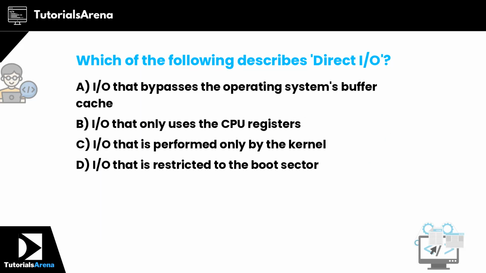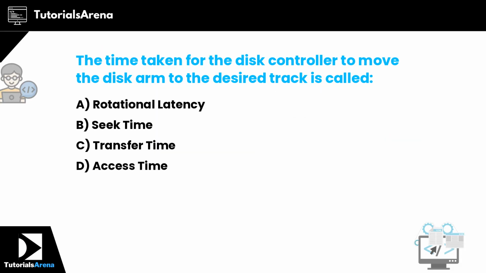Which of the following describes direct I/O? The correct answer is option A, I/O that bypasses the operating system's buffer cache. The time taken for the disk controller to move the disk arm to the desired track is called. The correct answer is option B, seek time.